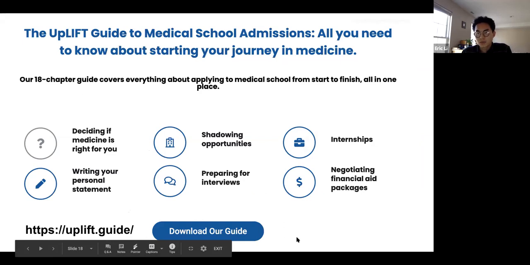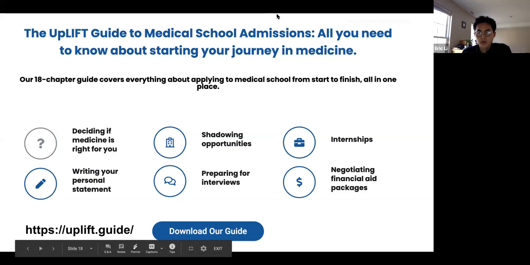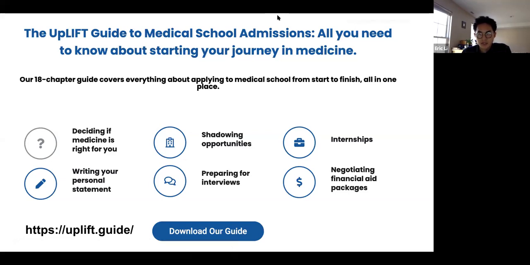In terms of what we've actually done with the UpLIFT guide, we put together an 18-chapter guide. Our goal is to make it a one-stop shop for the knowledge and understanding that you need to apply to medical school. Our motivation is to cover the process from start to finish, from thinking about if medicine is right for you, all the way to preparing for medical school in terms of shadowing, internships, and lab research.